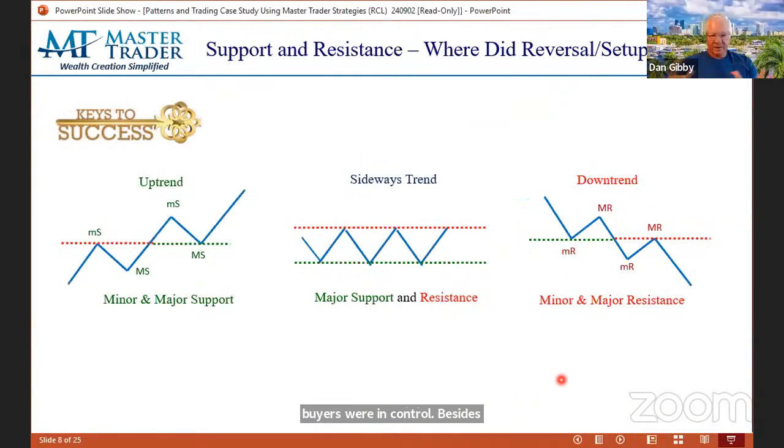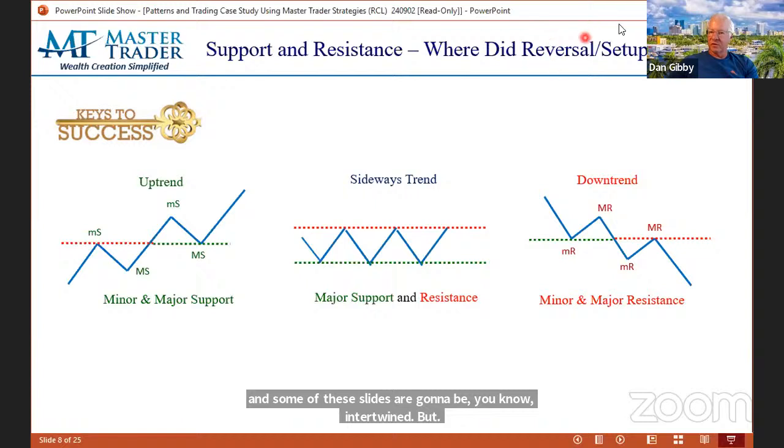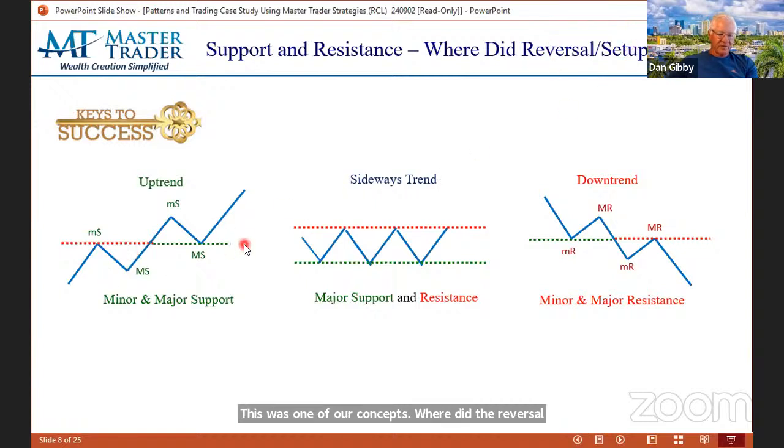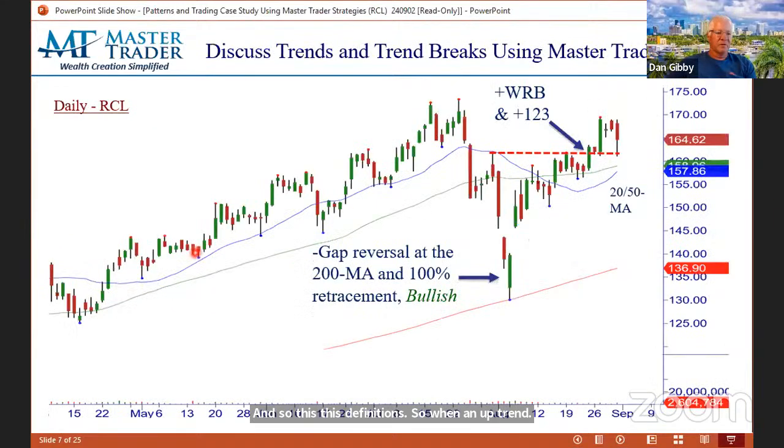Right. And some of these slides are going to be intertwined, but this was one of our concepts. Where did the reversal setup occur? And so this is definitions. So in an uptrend, Greg talked about these pivots, which the computer spits out, just with this blue pivot low, red pivot high, means 3 or more higher lows to the left and the right. So this is a strong uptrend. I got another slide.